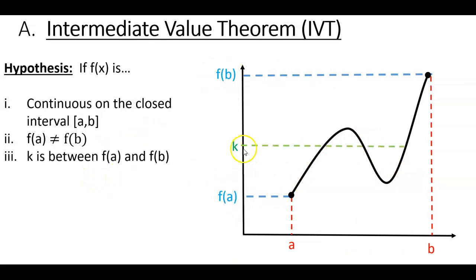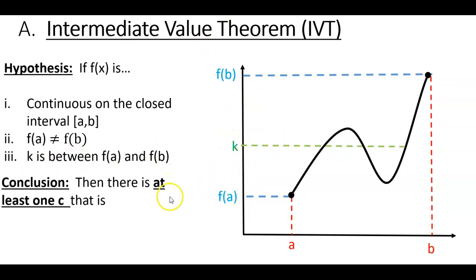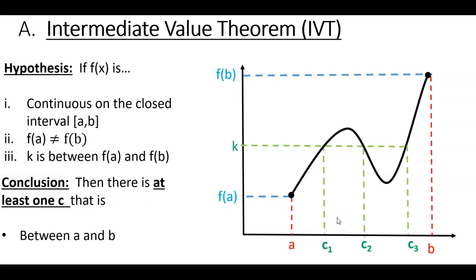And suppose you pick some other y value, which we'll call k, which is between those other two y values, then there has to be at least one value c. Now those are x values on the x-axis. There has to be at least one, but there could be more than one. There has to be at least one value c on the x-axis that's between the other two x values, a and b, such that when you plug those values for c into your function, they equal that y value that we're looking at. Okay, and so that's the intermediate value theorem.